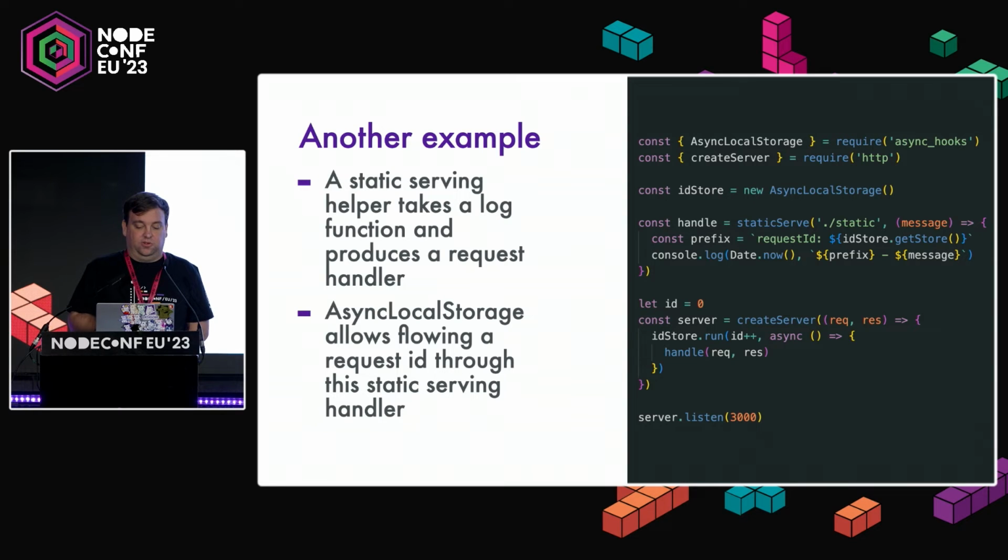But with async local storage, we can make a custom log function, so we wrap the running of the handler in this ID store, where we generate an ID for each request, and then in the log function we can go and get what the ID is for that request, and just provide this modified log function that includes the request ID in there, so we can easily do this correlation without the library we're using even supporting this concept.